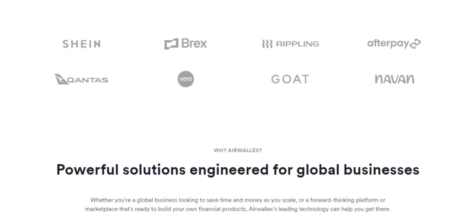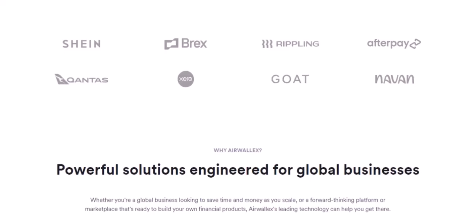ACH transfer, US only. Efficiency. For US-based businesses, ACH transfers are a popular choice. They're typically faster and more cost-effective than wire transfers. Security. ACH transfers are secure and widely used in the US financial system.